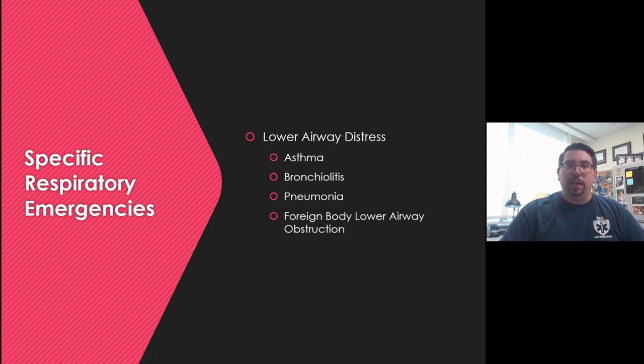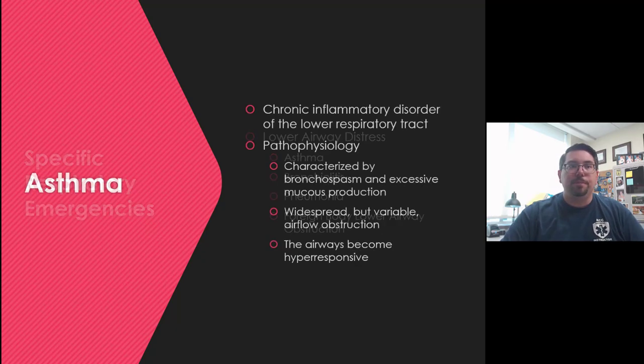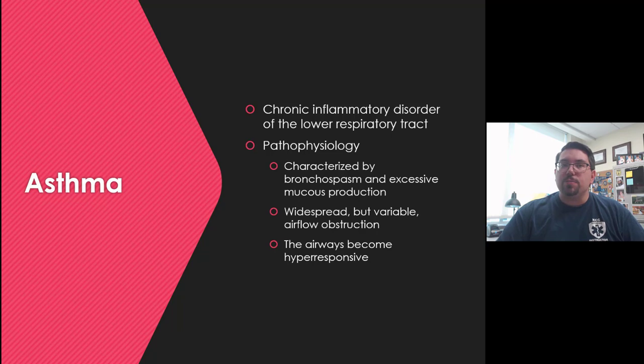These include things like asthma, bronchiolitis, pneumonia, and then foreign body lower airway obstruction. With asthma, we know asthma is a chronic inflammatory disorder of the lower respiratory tract. The pathophysiology allows us to characterize it by bronchospasms and excessive mucus production. We know that asthma is a 3-part process, including inflammation, mucus production, and bronchoconstriction. We also have widespread but variable airflow obstructions.